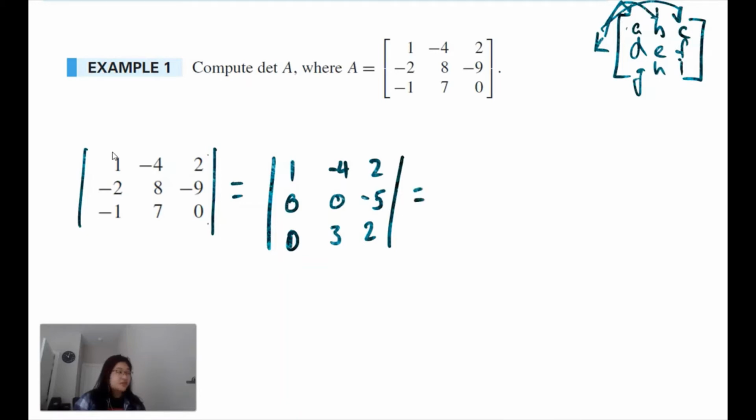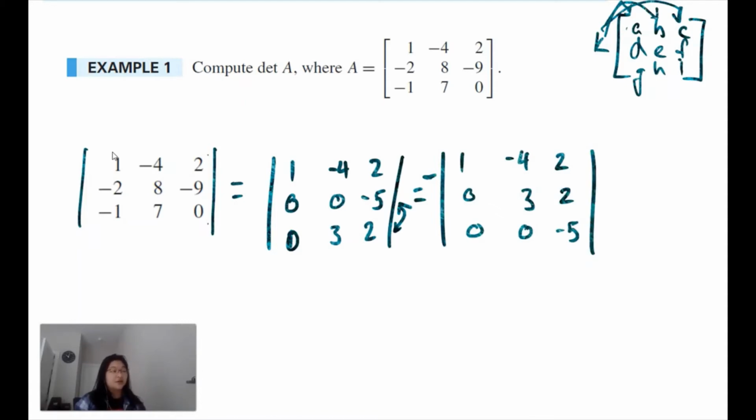And if we swap, let's see, these two, right? Because then we end up with a triangular matrix. Then we have to negate what our value is. And then we have 1, -4, 2, 0, 3, 2, 0, 0, -5. And here we have triangular. So we end up with 1 times 3 times -5, and then negative of that. So negative 15 negated is positive 15. So our determinant here, determinant of A, is positive 15.